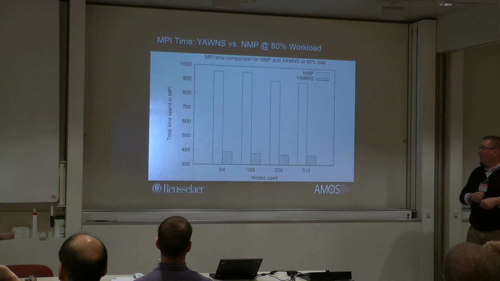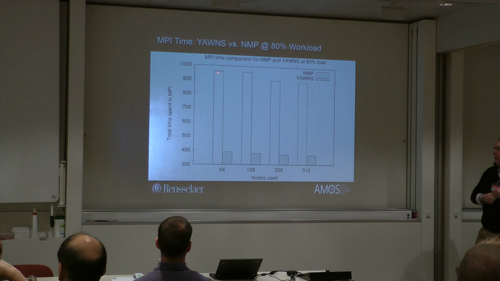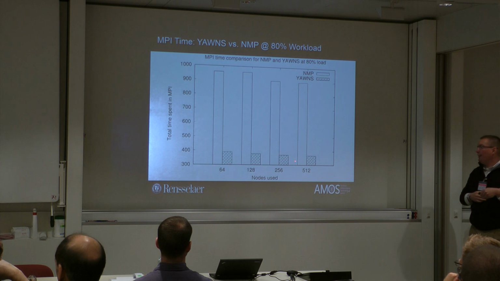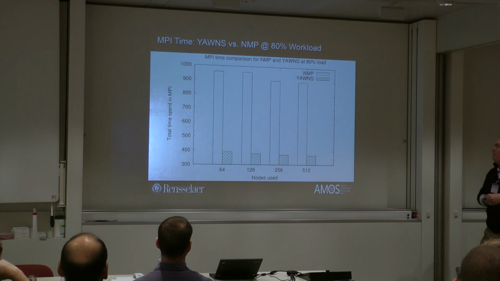This is the same graph, showing the MPI time. We spent almost 20% of the null message protocol's time doing MPI work. Probably a little less for YANS, but again a similar story in terms of the overall time.